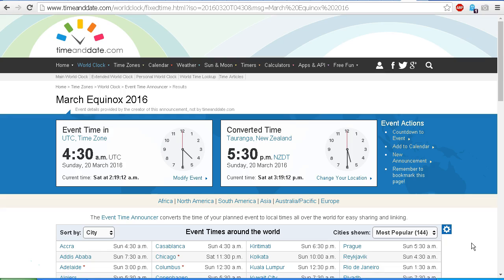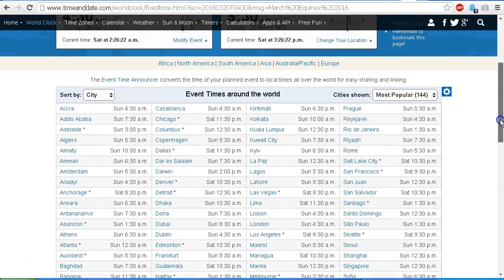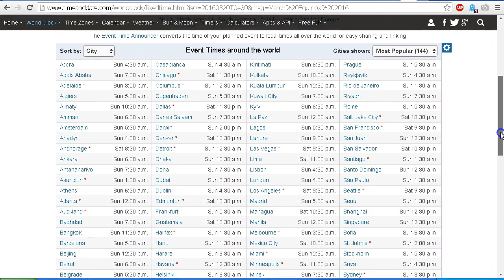Now here in New Zealand, we're on daylight saving time, so we're an hour ahead of normal time. So the event time is 5:30 p.m. on Sunday 20th of March 2016. And as we scroll down, we can see the local times for the equinox at other locations around the world.